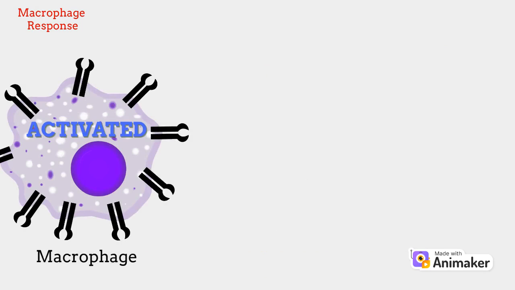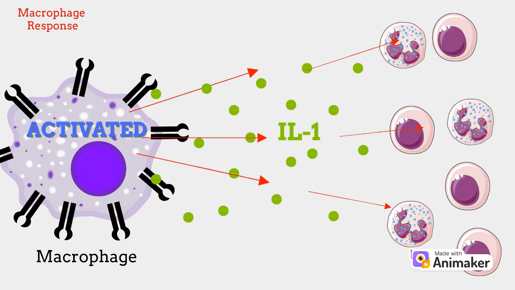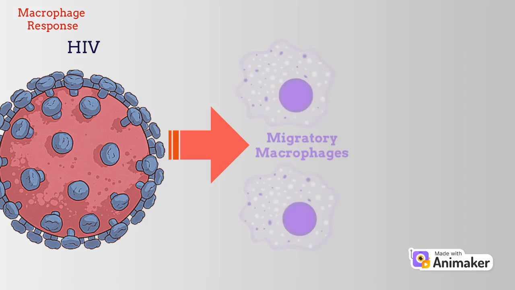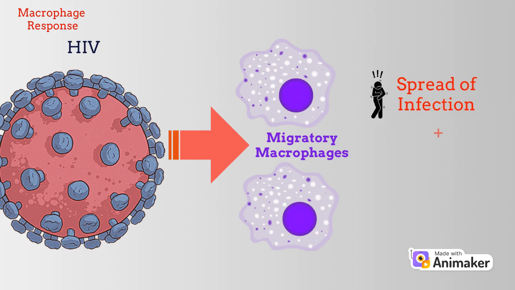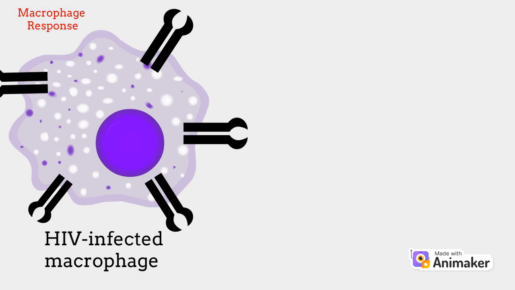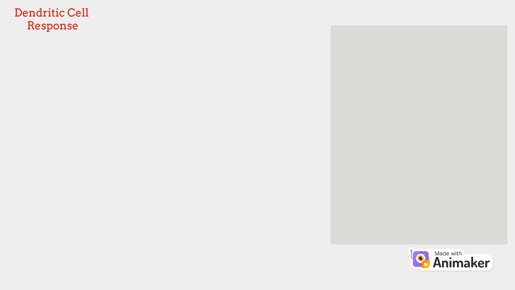Macrophage activation and the release of interleukin-1 is essential for the recruitment of additional immune cells towards the site of infection. However, HIV primarily targets the migratory macrophages as a mode of transportation throughout the body, allowing infection to spread and supports the formation of infectious reservoirs. In addition, HIV-infected macrophages can transmit the virus during antigen presentation to inactive CD4 plus T cells, causing increased rates of CD4 plus T cell infection and depletion.